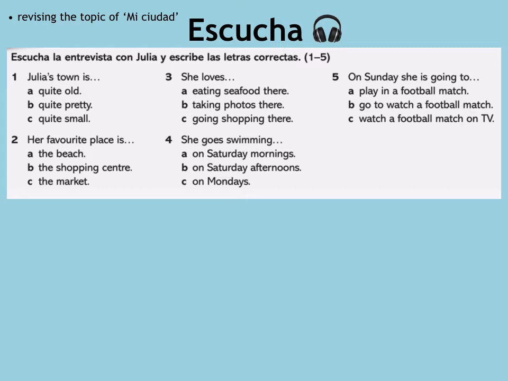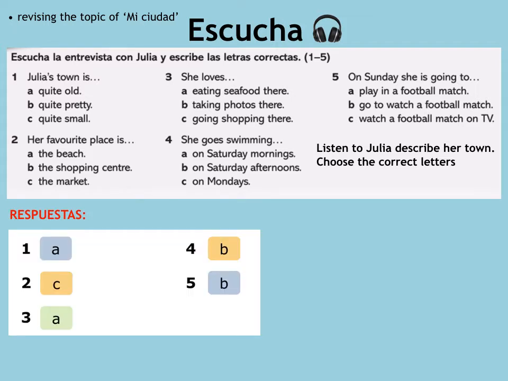Okay, brilliant. Remember, if you didn't catch any of that, just rewind it. You're in control here, not me. Okay, let's look at the answers. Las respuestas. Okay. Number 1 was A. Number 2 was C. Number 3 was A. Number 4 was B. And number 5 was B as well.